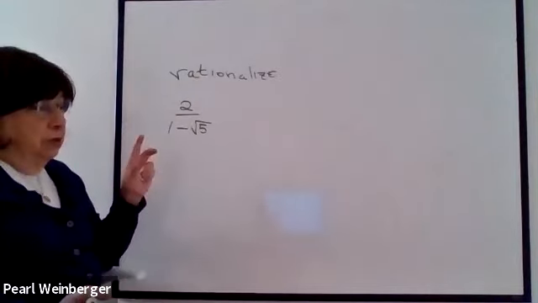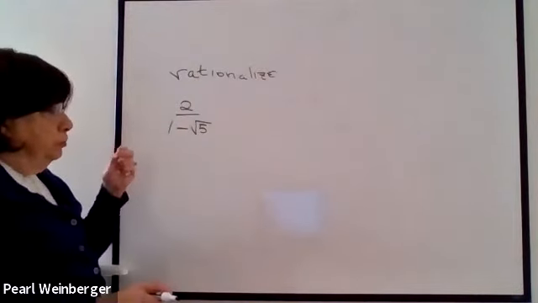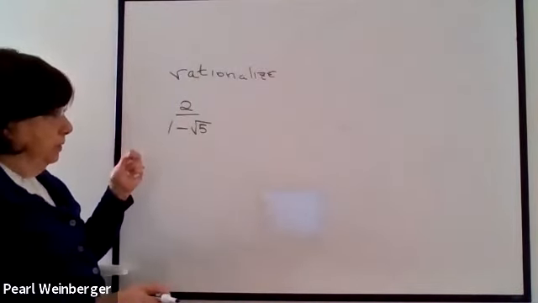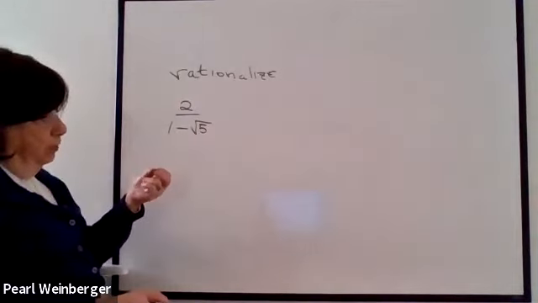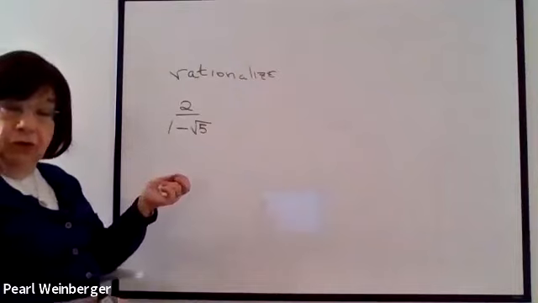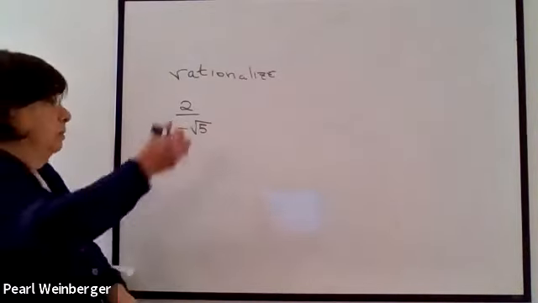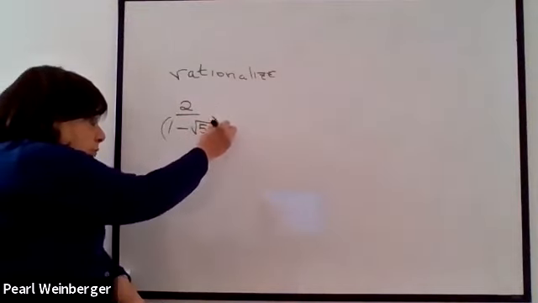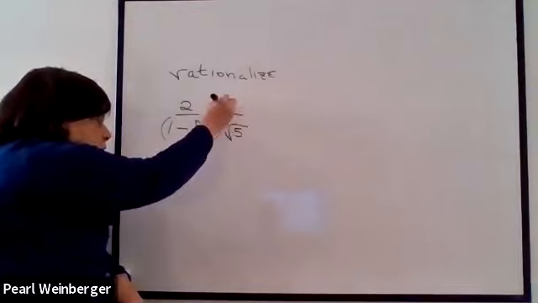Now, just listen to me now and don't take notes on this. I know your first reaction is going to be, well, I have a square root of 5. When we had a square root of 5, let's say before in the denominator, we just multiplied the square root of 5, top and bottom. I'm going to show you why this is not going to work.